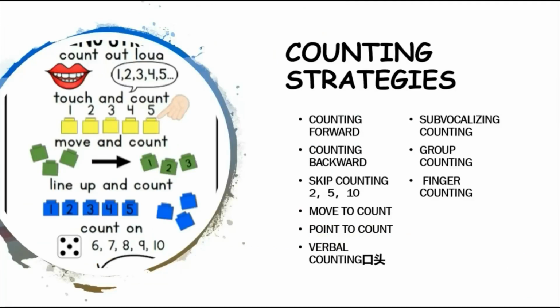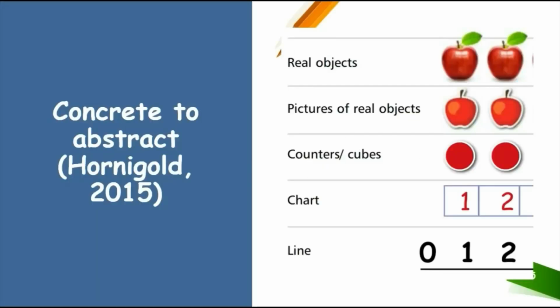Of course, there are a lot of counting strategies in reconnecting learning. They are counting forward, counting backward, skip counting by 2, 5, and 10, move to count and point to count, verbal counting, sub-vocalizing counting, group counting, and finger counting. When we teach remedial or at-risk dyscalculic pupils, we go from the concrete stage to the abstract stage: from real objects, to pictures of the real objects, to counters, to the chart, and then to the number line.